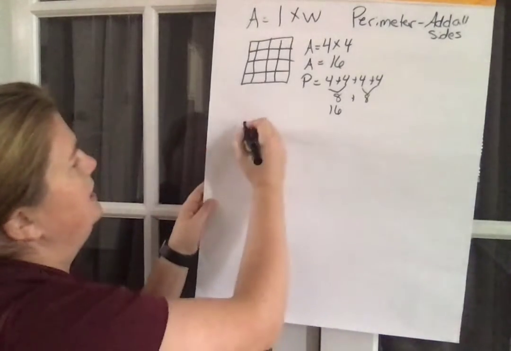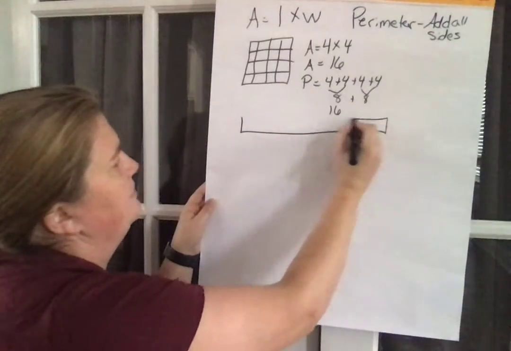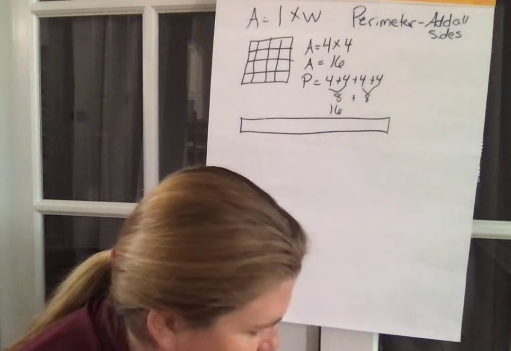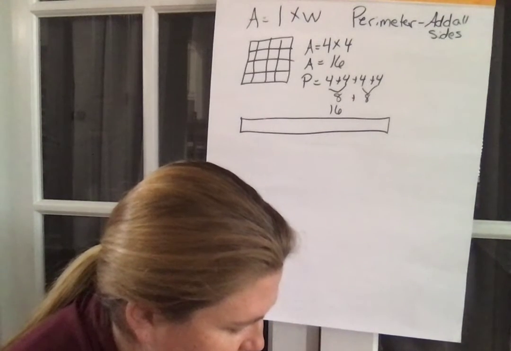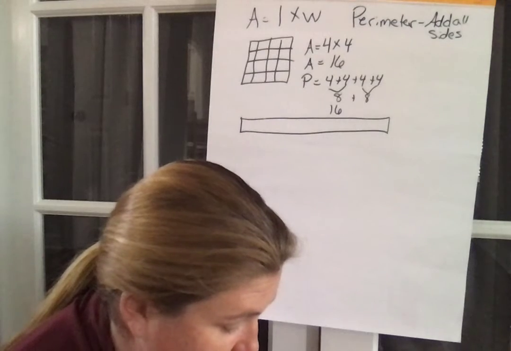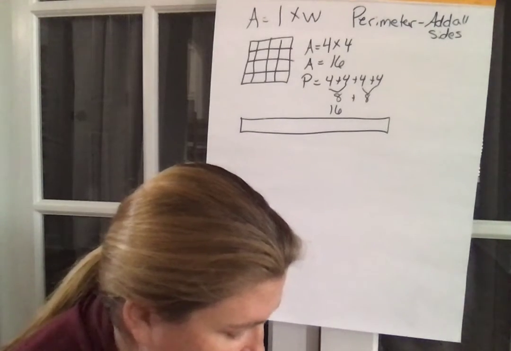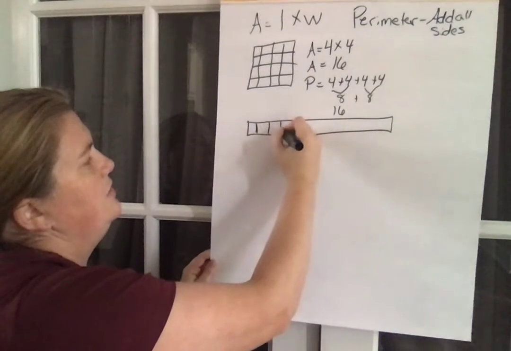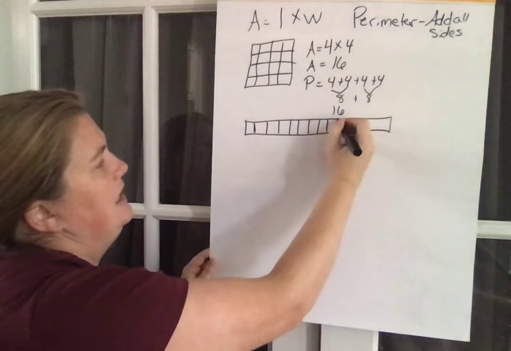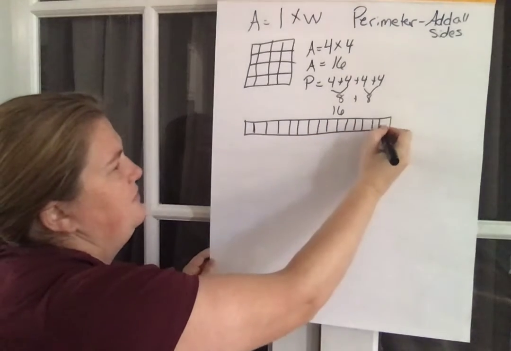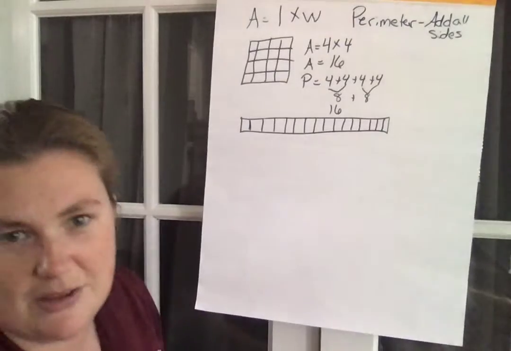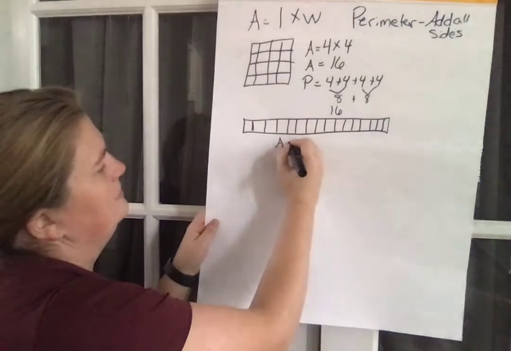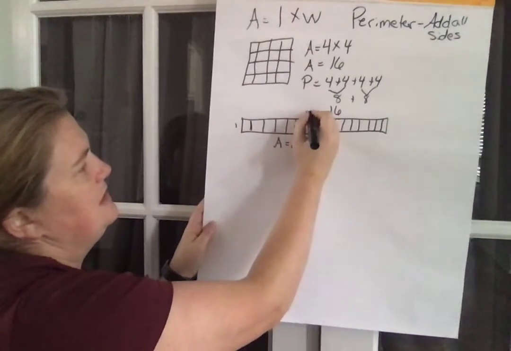The first one is 1 row that goes all the way across. And how many squares, how many columns, are in that row? 1, 2, 3, 4, 5, 6, 7, 8, 9, 10, 11, 12, 13, 14, 15, 16. So we still have 16 as our area. Pretend those are equally spaced. So we still have an area of 16, because 1 times 16 would be 16.